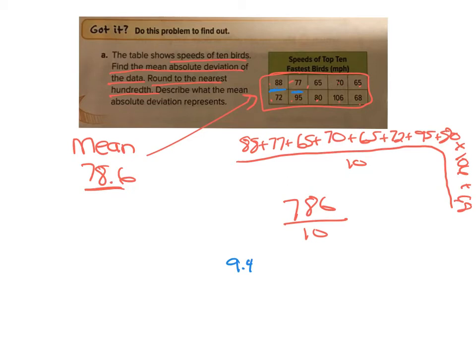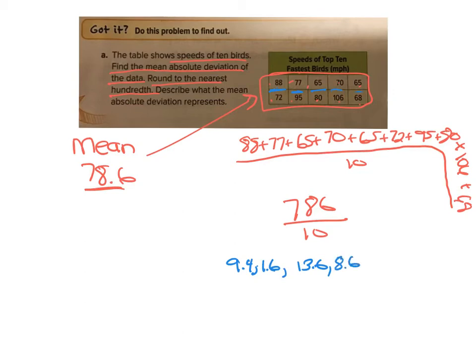So if I do 77 minus 78.6, it gets me a negative 1.6, but since we're dealing with absolute value, it's got to be positive, so it's 1.6. Now, let's do the 65. 65 minus 78.6 equals 13.6. Now we have 70 minus 78.6 is going to give me 8.6.